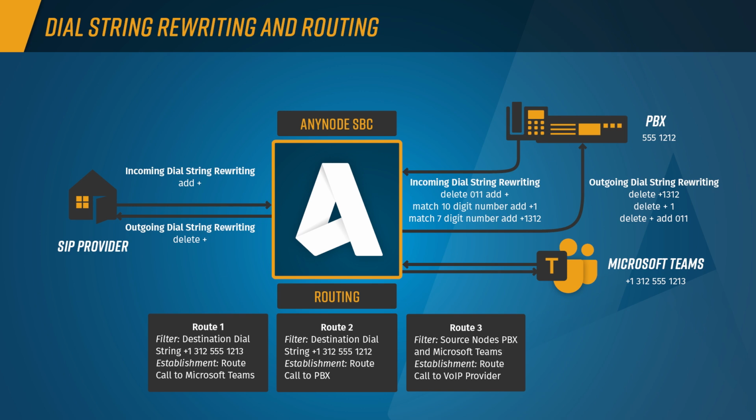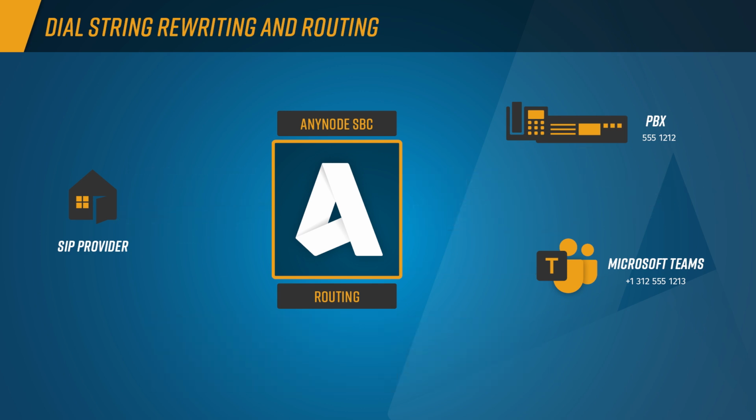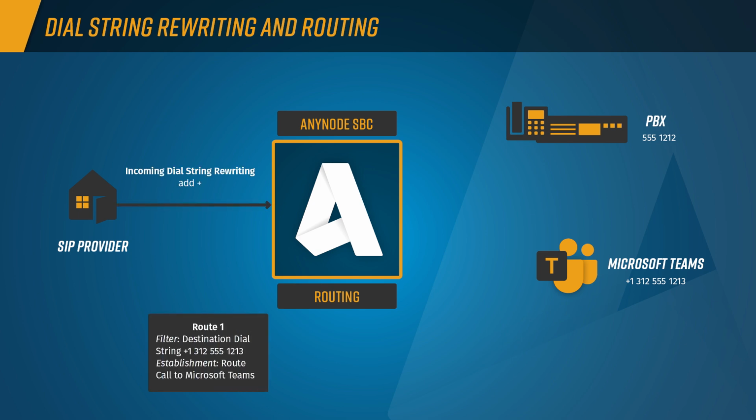The advantage of routing using the destination dial string is that users of the PBX can also call Microsoft Teams users and vice versa. In our example, the call comes from the provider and the Microsoft Teams destination dial string was chosen, so route 1 is taken and the call is routed to the Microsoft Teams user.